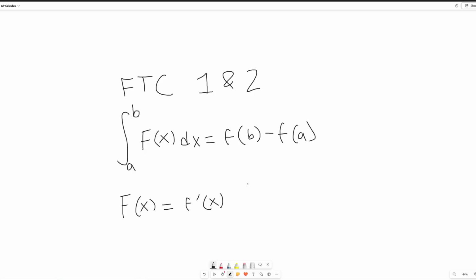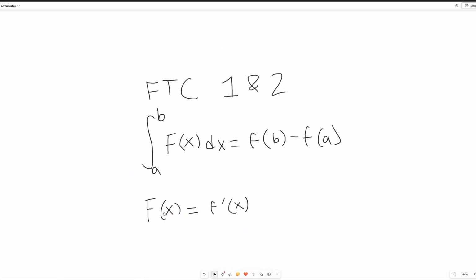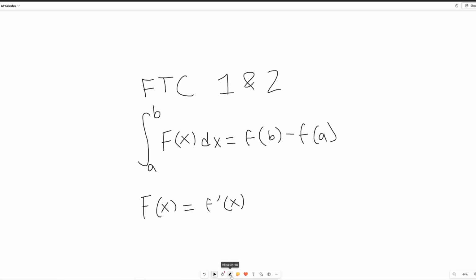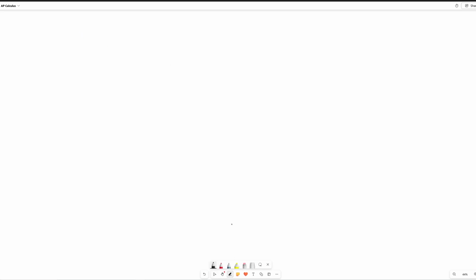So if you have some lowercase f function, and you take the antiderivative, and that gives you your big F function, then from a to b, if you integrate it from a to b, you just plug in big F of b minus big F of a into the original function. So, how are we going to do that? Well, first we're going to have to look at how to take the integral of some things.